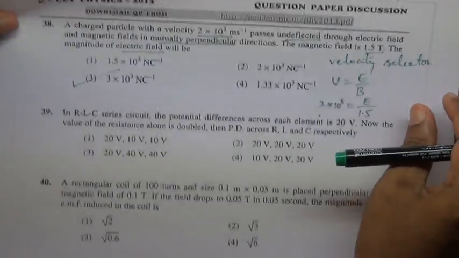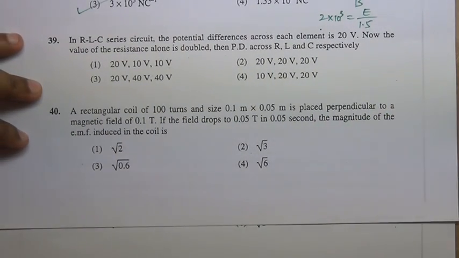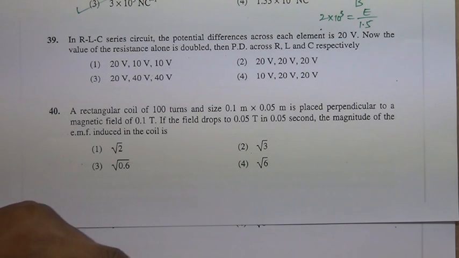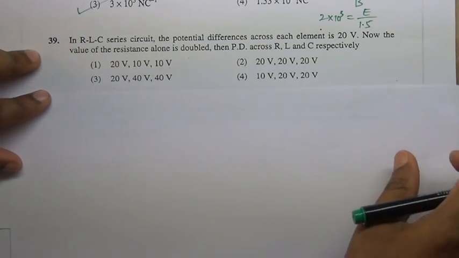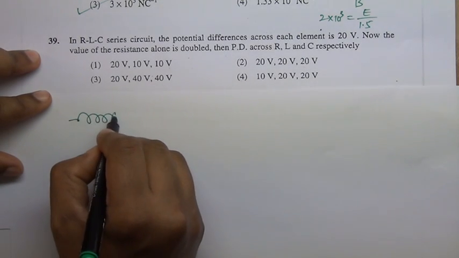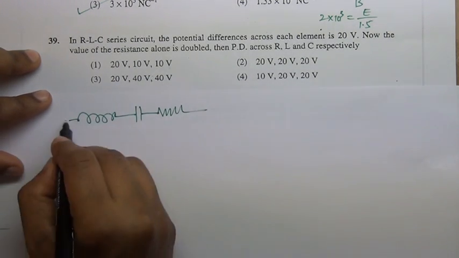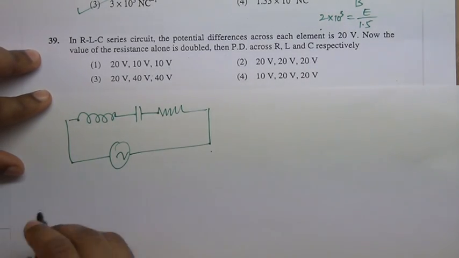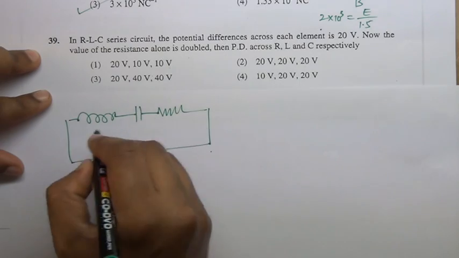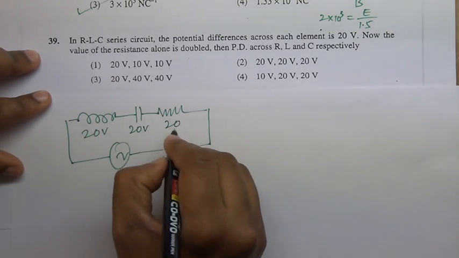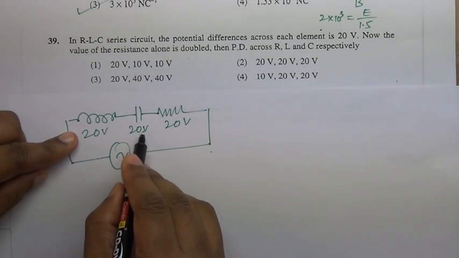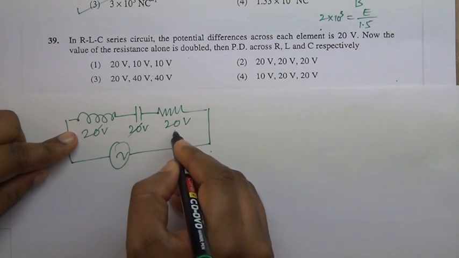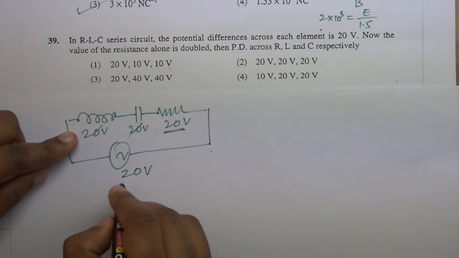Next, 39. In an LCR circuit, the potential differences across each element is 20 volt. Now the value of resistance alone is doubled, then what is the potential difference? It's a beautiful problem. It is L, C, R connected to AC. Potential difference across them is 20 volt each. 20, 20, 20. This voltage is opposed by this voltage, therefore they cancel. This is the applied voltage. So the applied voltage is also 20 volt.